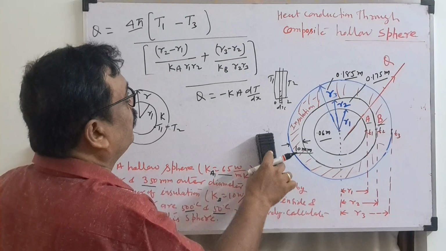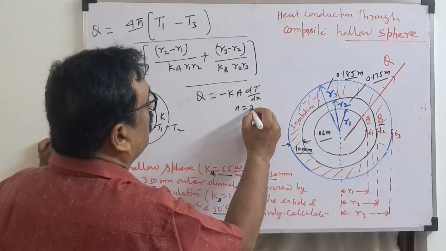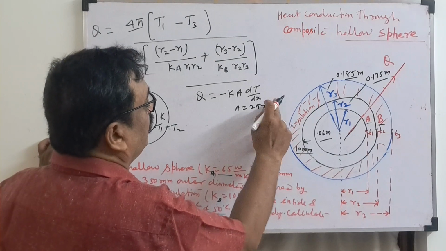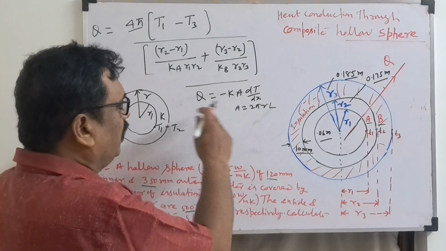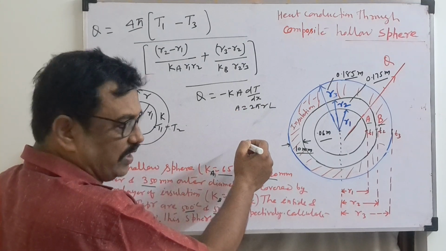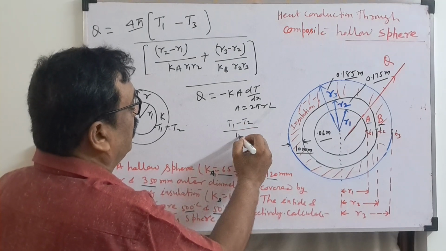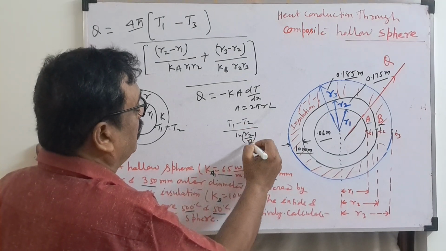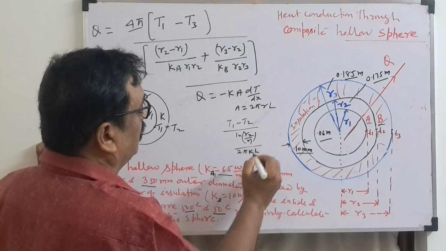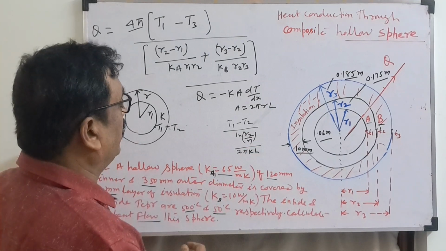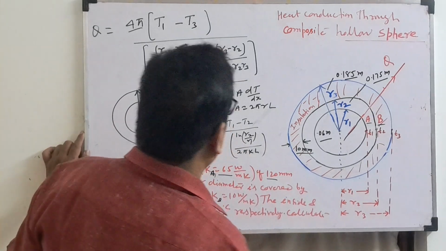Now you see for the composite cylinder, what will we write? A is equal to 2 pi RL, with capital L. If you solve, you will get the thermal resistance again. What thermal resistance will we get? You will get the overall temperature difference divided by ln(R2 by R1) over 2 pi KL. You will get this value; this is the thermal resistance for the cylinder.